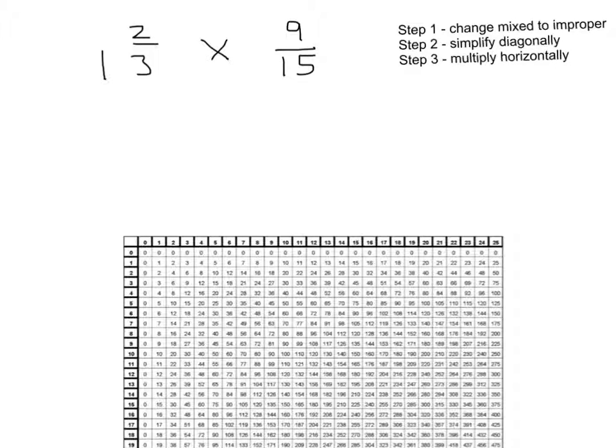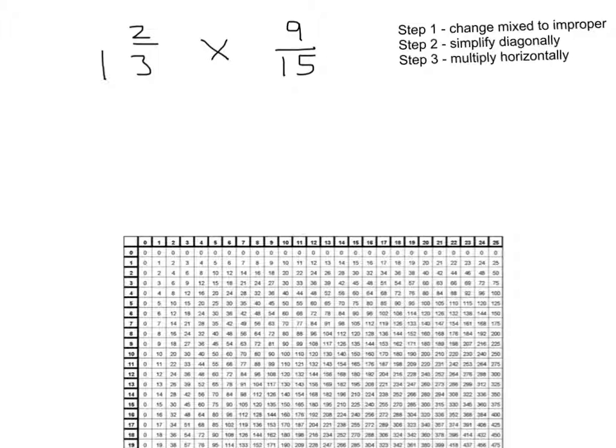Okay, so the next question in the practice test was for you to multiply a mixed number with a fraction. Now, this involves one extra step, and that is to change the mixed number to an improper fraction. So we need to change this first before we do anything else. So we know already what to do from the previous slides.